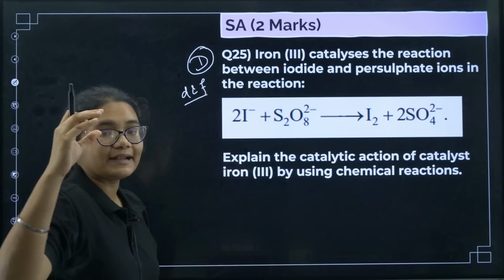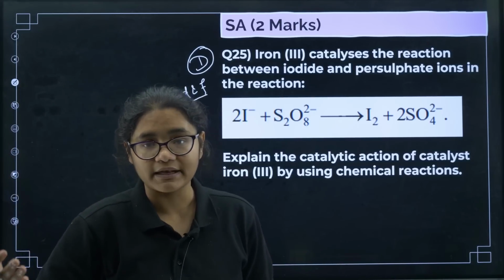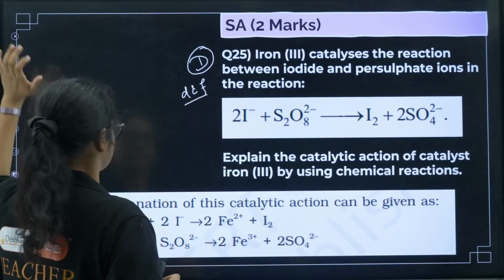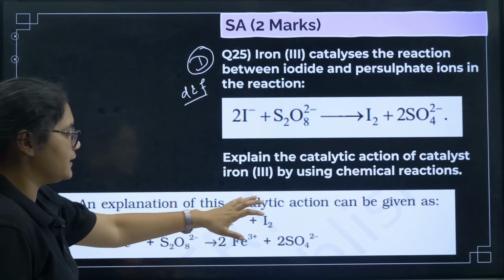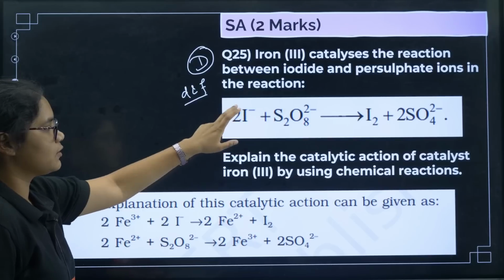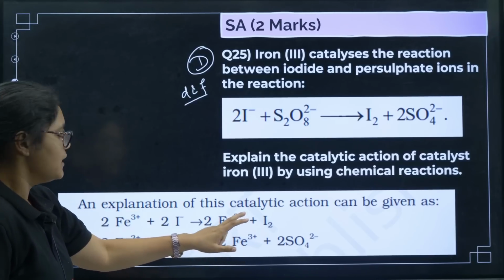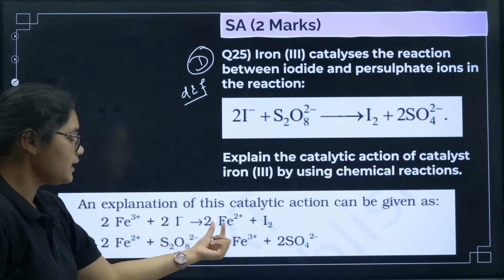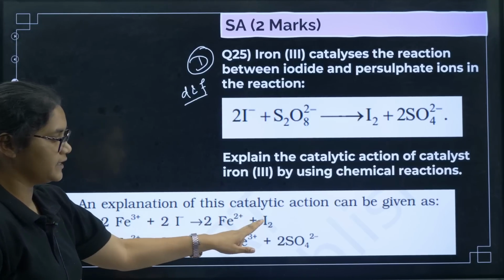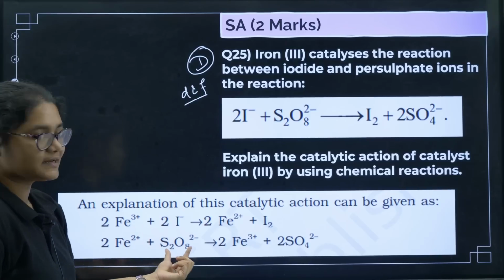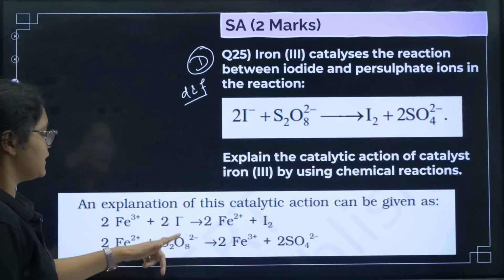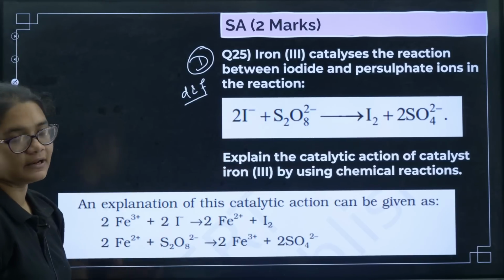If you study the catalytic property of the transition elements, a reaction is given. So that is the answer for this question. I'll be showing you. So the catalytic activity of iron is given by, so what happens? Fe3 plus first oxidizes I minus to I2. So Fe3 plus is reduced to Fe2 plus, I minus is oxidized to I2. Now this Fe2 plus reacts with S2O8 2 minus to again give you Fe3 plus and SO4 2 minus. Now if I add these 2 reactions, this one will be the final reaction that is produced.